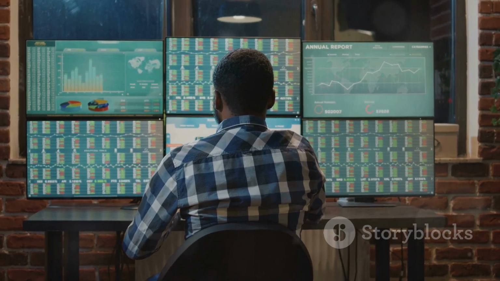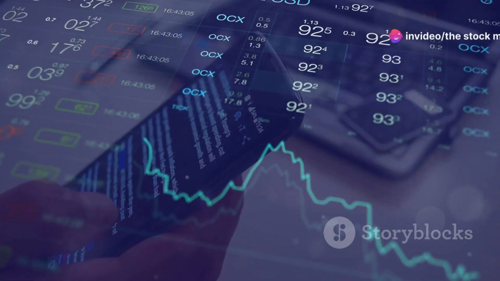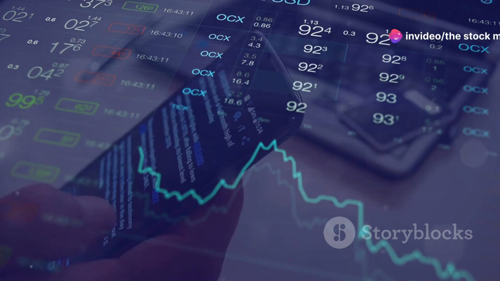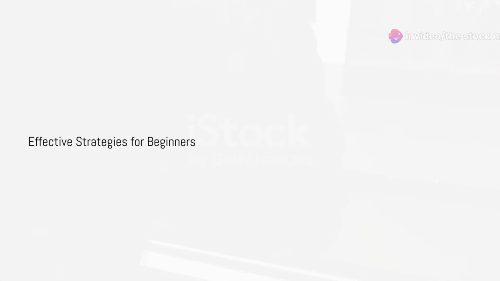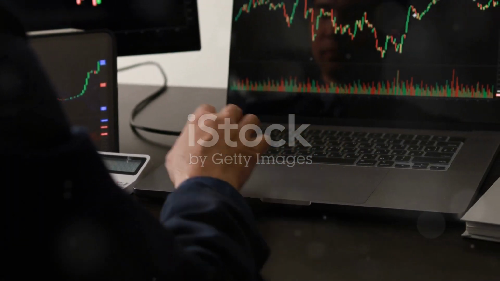However, it's essential to understand that swing trading involves risks. Before diving in, have a solid understanding of fundamental and technical analysis. Several effective strategies can help beginners get started with Forex swing trading.